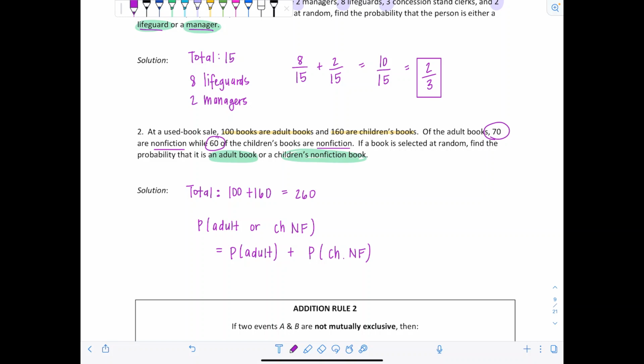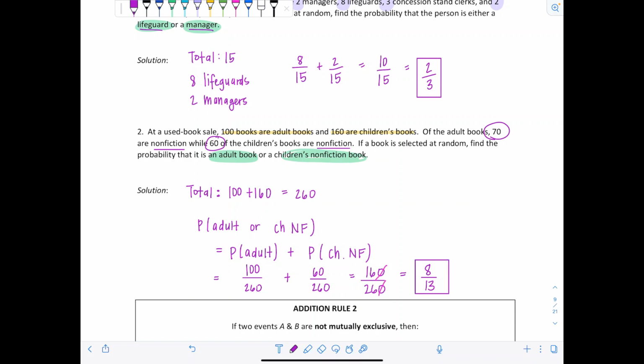So altogether, there are 100 books that are for adults. So that's 100 out of 260. And then how many children's nonfiction are there? Only 60. So 60 out of the 260. And then add these up. So 100 plus 60, that's 160. Don't change the denominator when you add your fractions, okay? And then look, you don't need a calculator. We can reduce this on our own. The zeros cancel. 16 divided by 26, you can cut each of those in half. That's 8 over 13. All right, good.